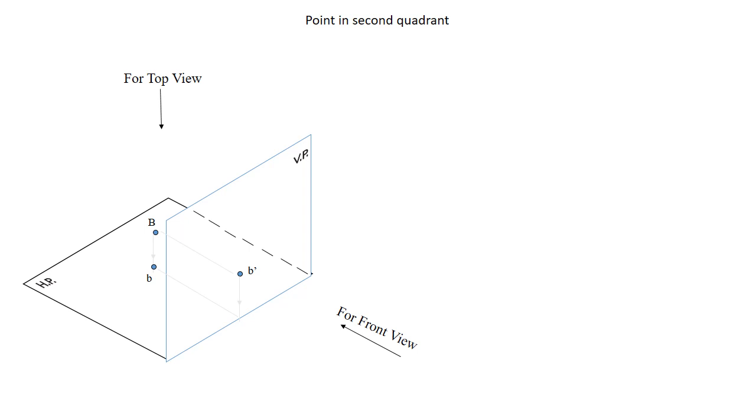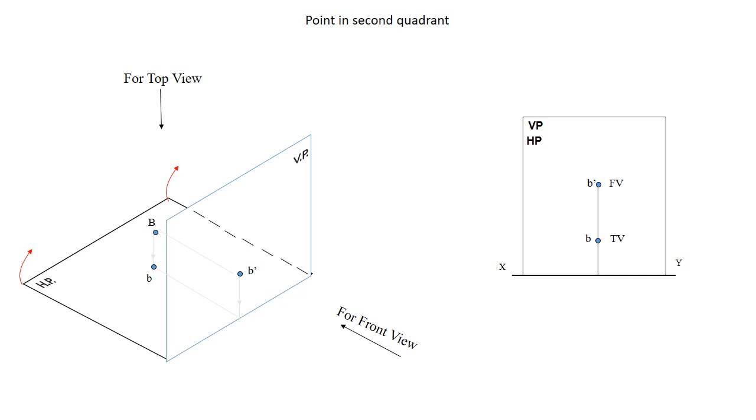Now we have to convert this three-dimensional view into a two-dimensional view. For that purpose, we have to rotate this horizontal plane clockwise like this. Then we can draw its two-dimensional views like this. Reference line XY, both horizontal plane and vertical plane are above HP, and B dash and B are the front view and top view of point B.